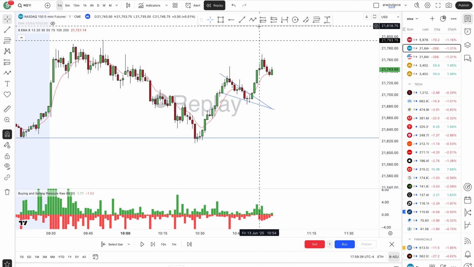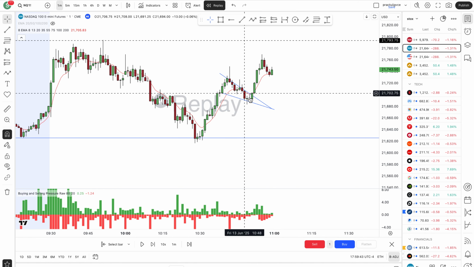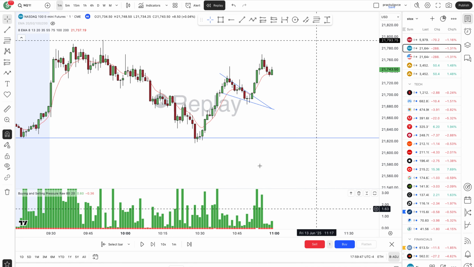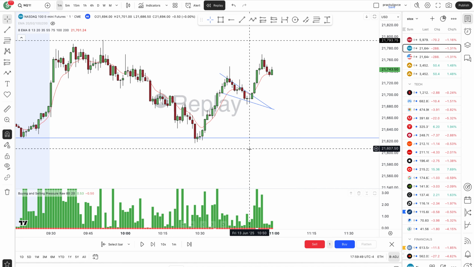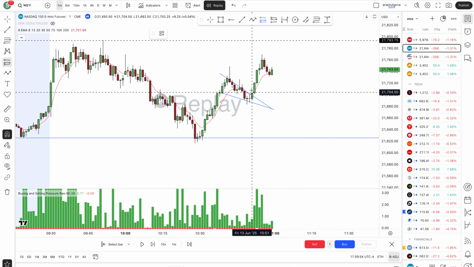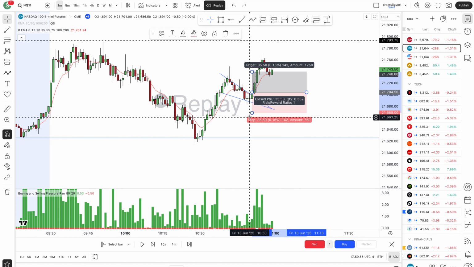So on a pullback, I'm looking to long, and as you can see right here, we're building. Then as we start to break, the volume starts to push up. See the volume coming in here? And right when we get above this 8 EMA, I'm in long.